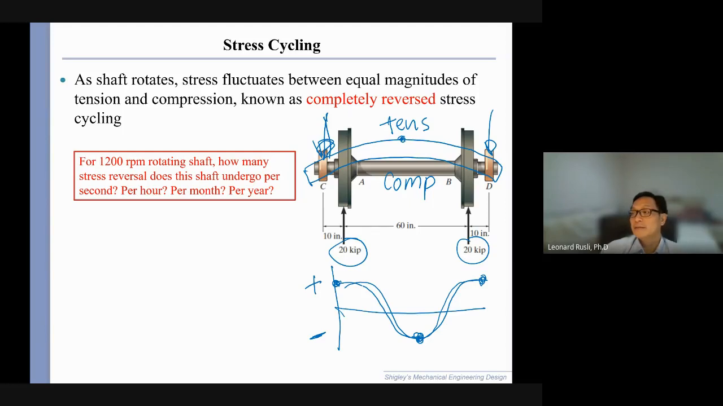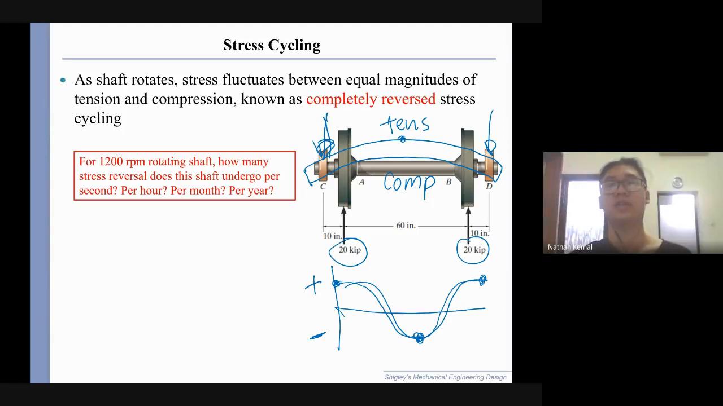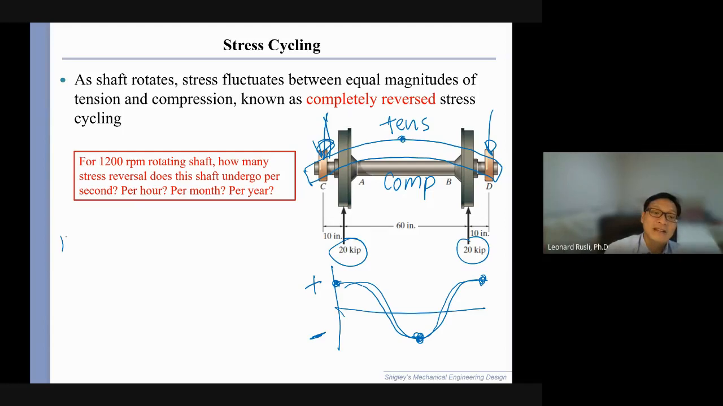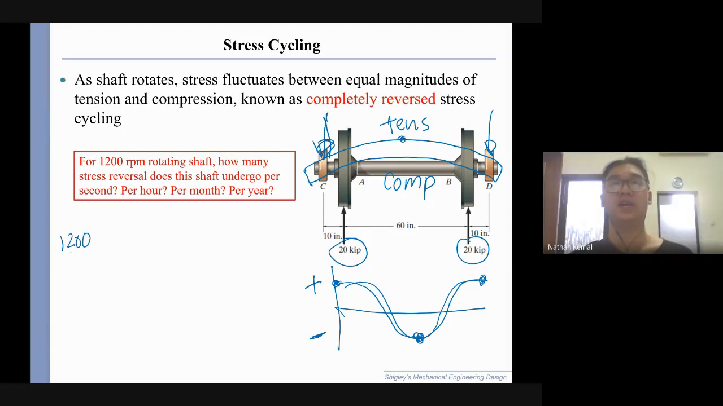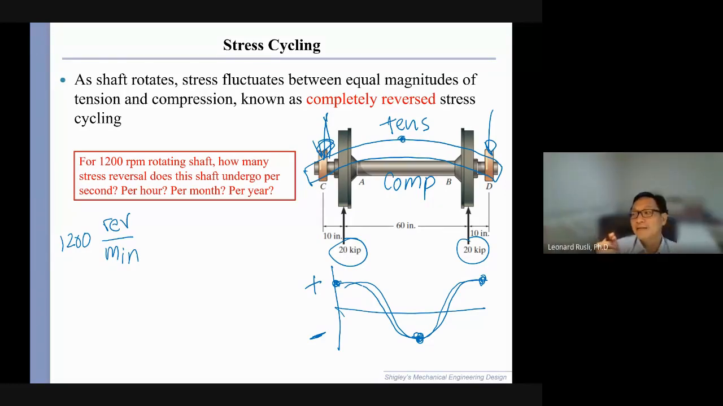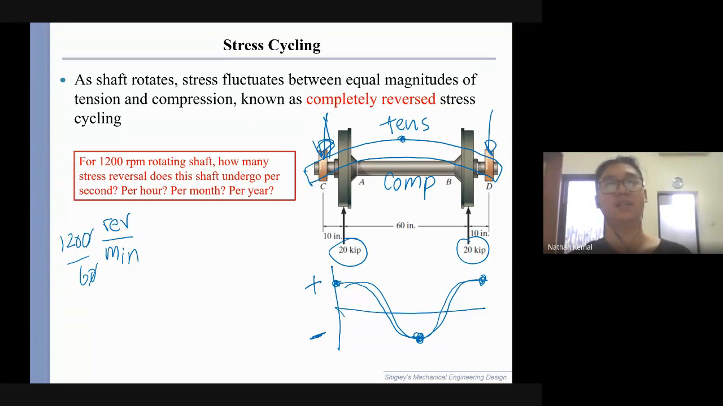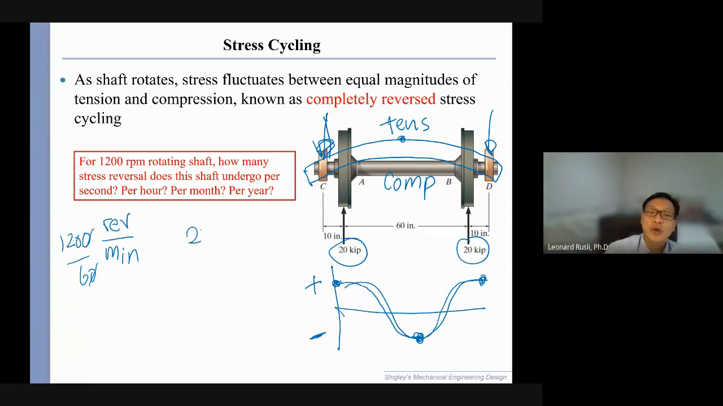Itu Pak, 40 Pak, per second, Pak. 1.200 kan itunya, Pak, roundnya, Pak. Jadi kalau misalnya dalam satu round ada 2 cycle tension compression, artinya dia 2.400 kan, Pak? Per menit. Iya, per menit, Pak. Dibagi 60 jadi, berapa? 20 ya. 20 RPM.